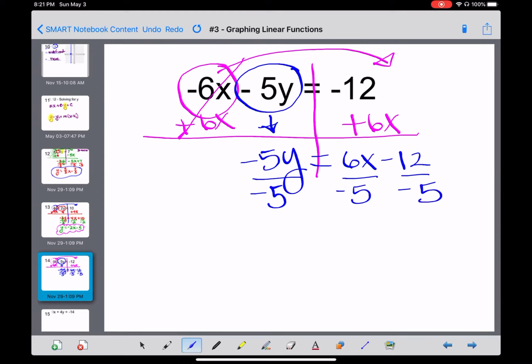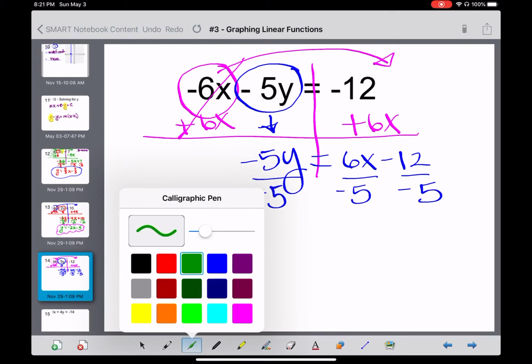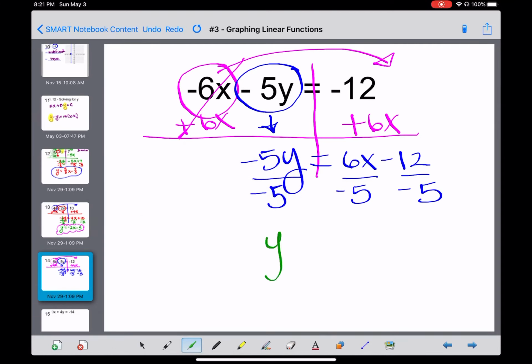Okay? So now here I have y equals 6 divided by -5. It's going to be -6/5x. -12 divided by a -5, two negatives makes it a positive 2/5.